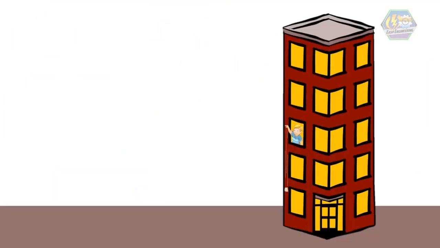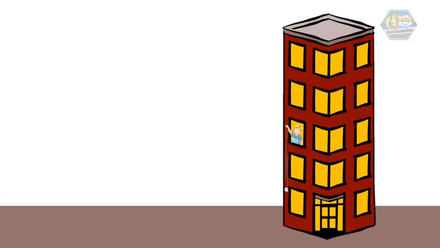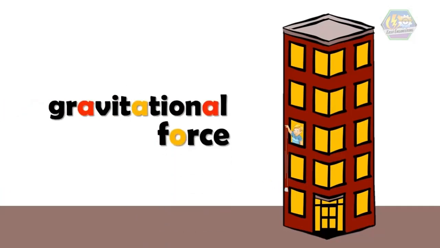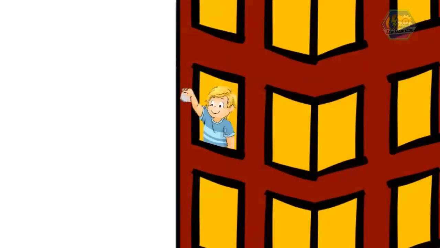Whenever you drop a stone from a third-floor building, it falls straight to the ground. This is an example of free fall motion. Whenever an object falls to the ground, we can say that the object is in free fall. This is caused by the gravitational force.